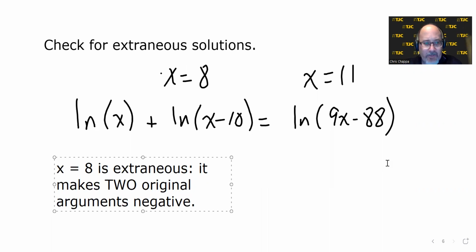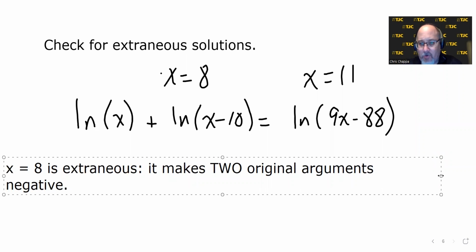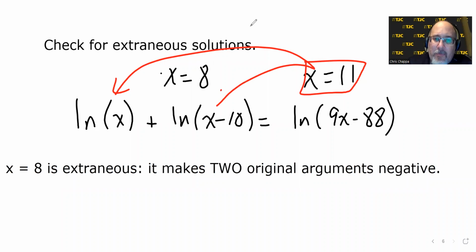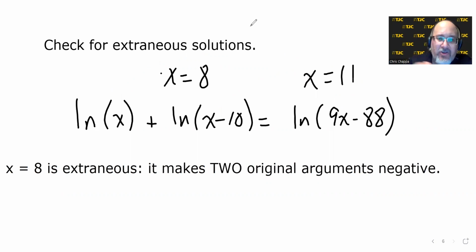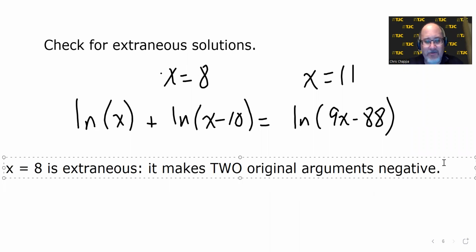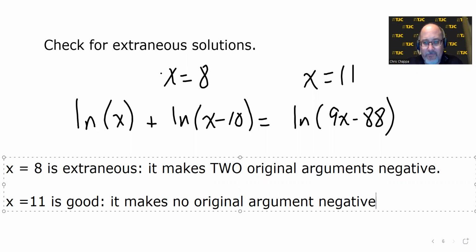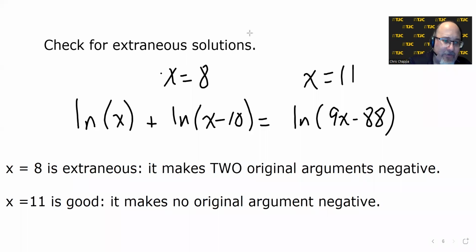However, as far as x equals 11, we could just spot check that real quick. Putting the 11 here is not a problem because it just says x, so we're okay there. Putting the 11 there gives us 11 minus 10, which is positive. And putting 11 here gives us 99 minus 88, which is positive. So the 11 is not causing problems, which means that we can just follow that up and say that x equals 11 is good. It makes no original argument negative. So the only solution is x equals 11.